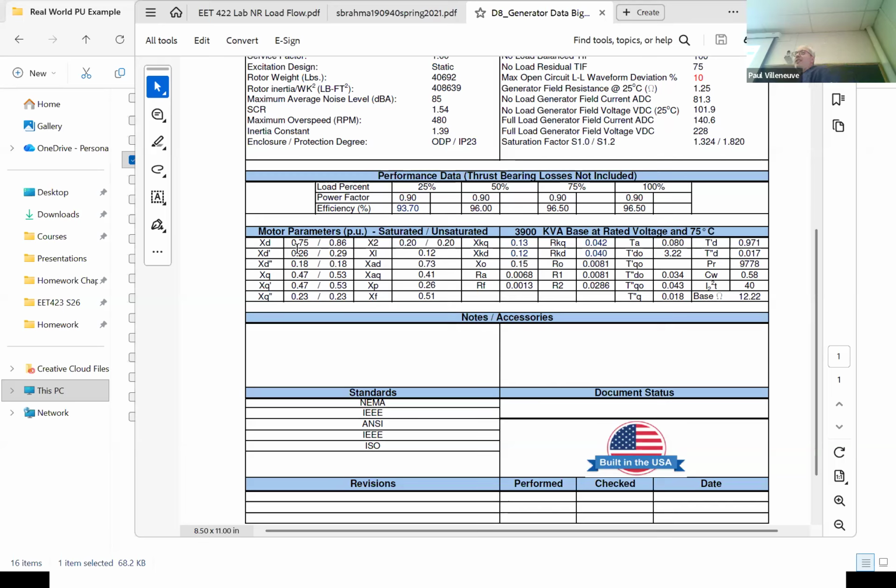XD prime is the next case, going to be a little bit less current because you can see the number's gone up from 0.18 to 0.26. And then XD without a prime is what that machine can produce. I say indefinitely, but there's no decaying exponential there. At that point, the machine is putting out way more current than it's designed to handle, but that's what it can do continuously as long as you could keep it cool.